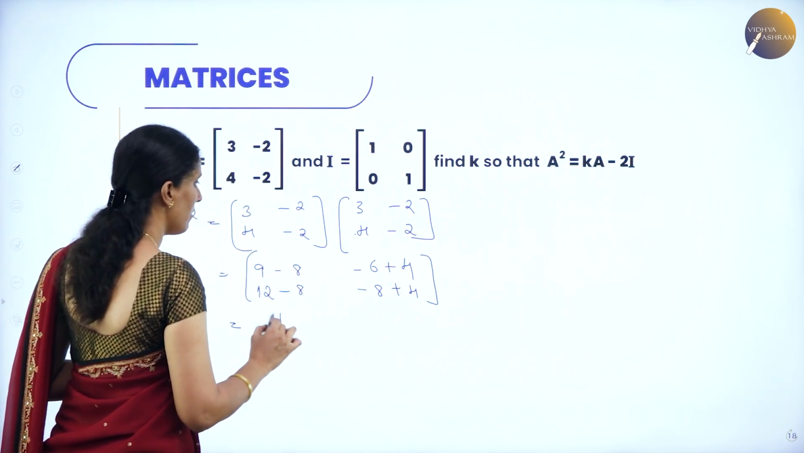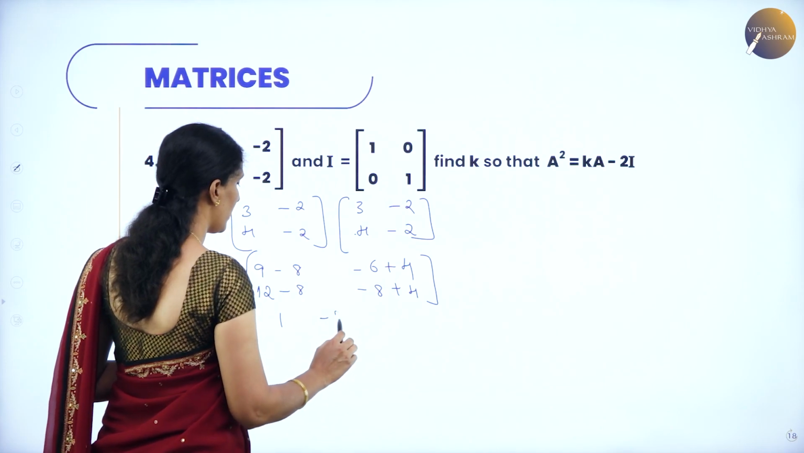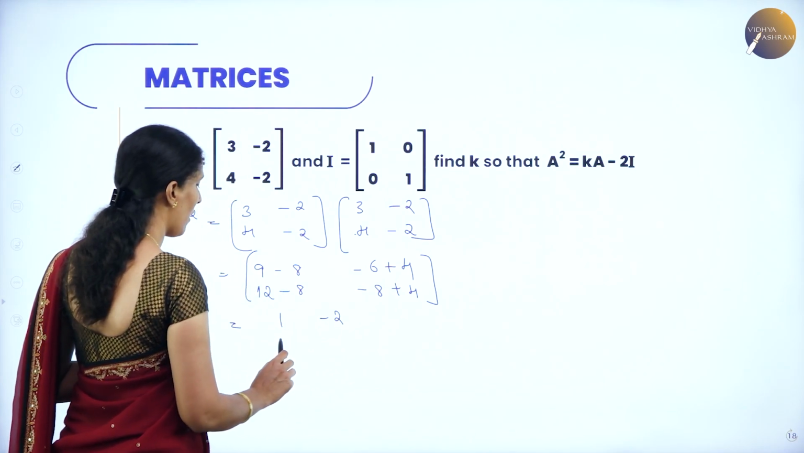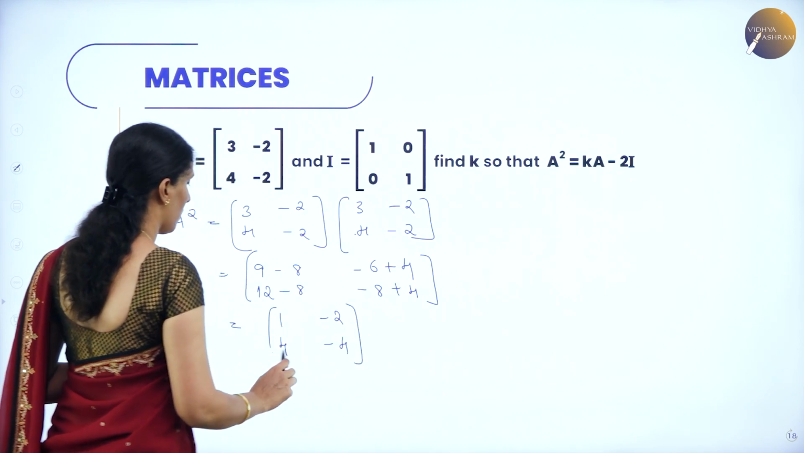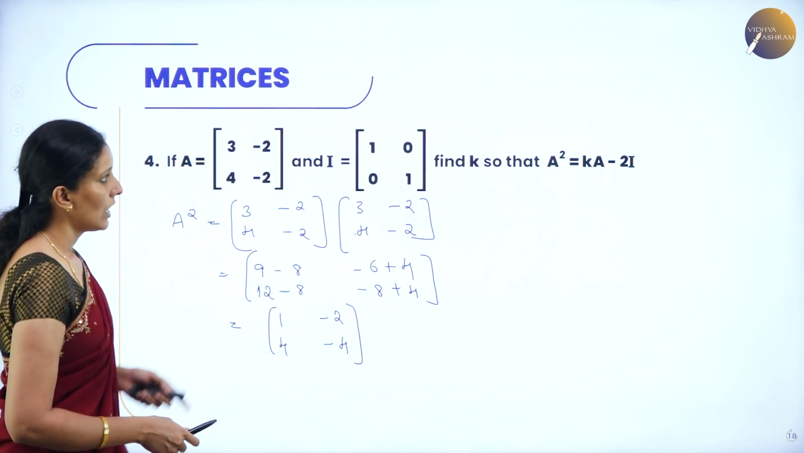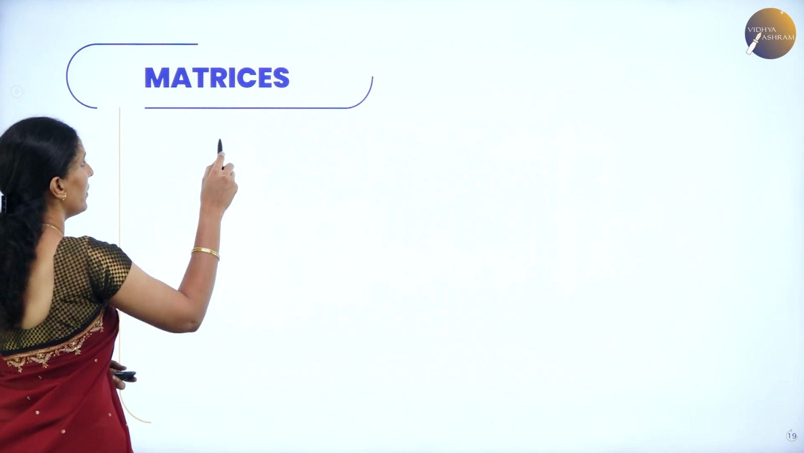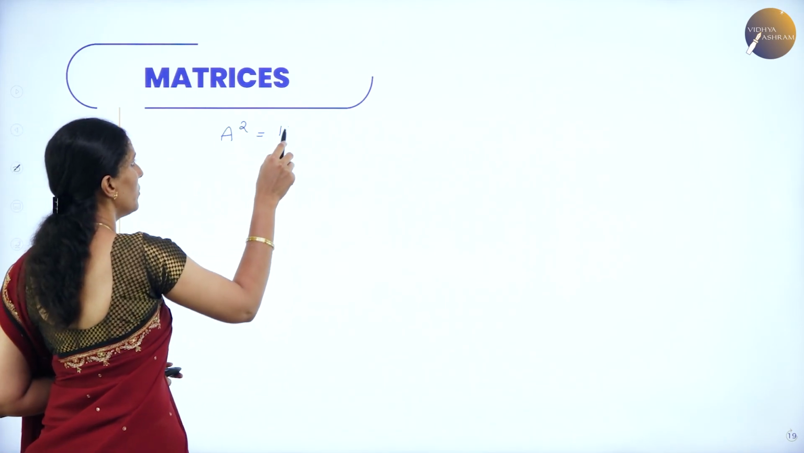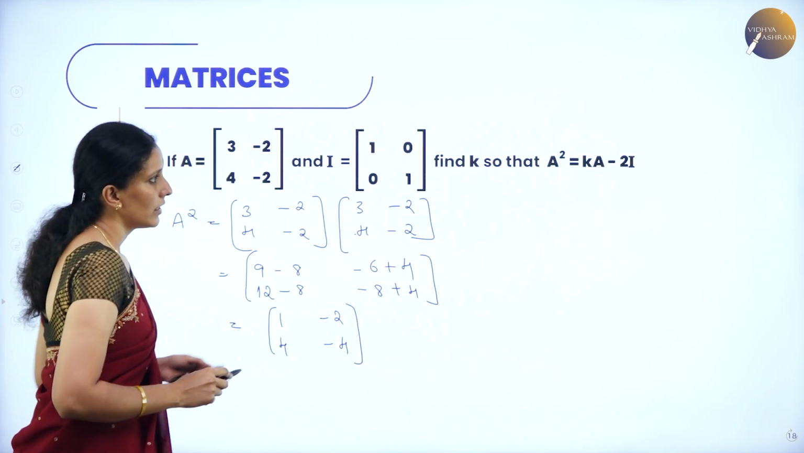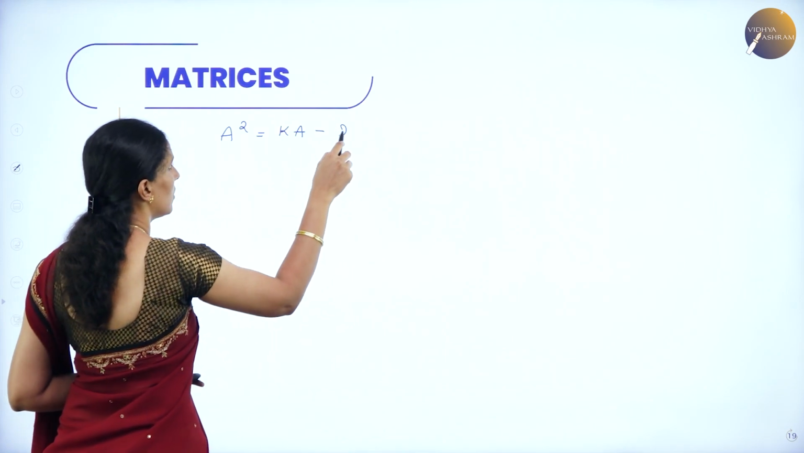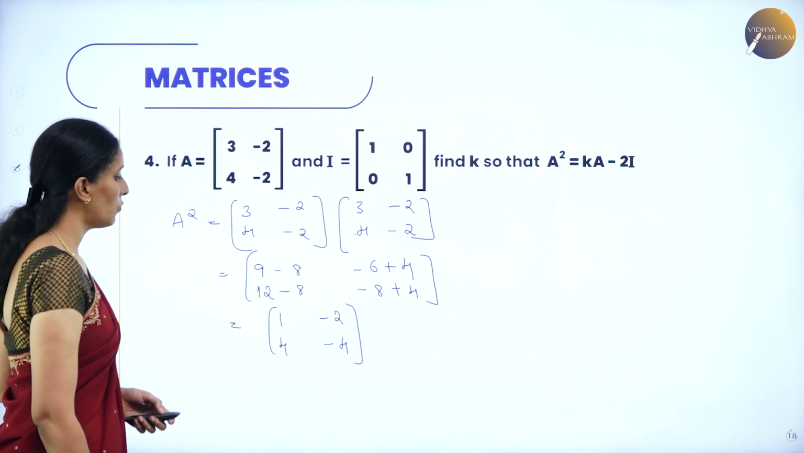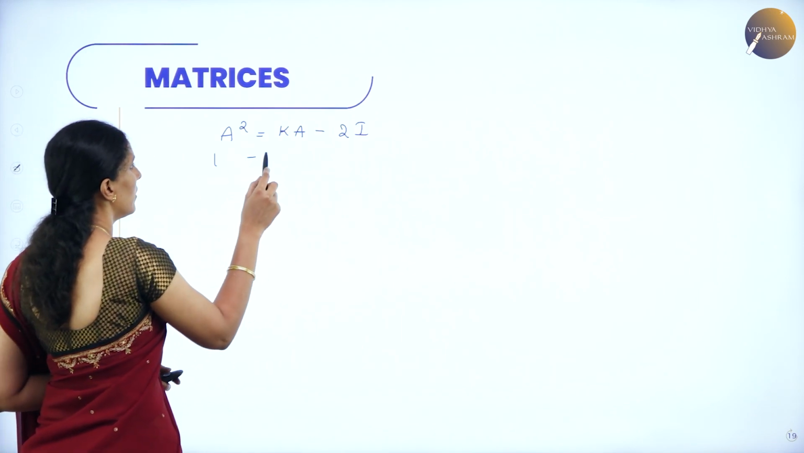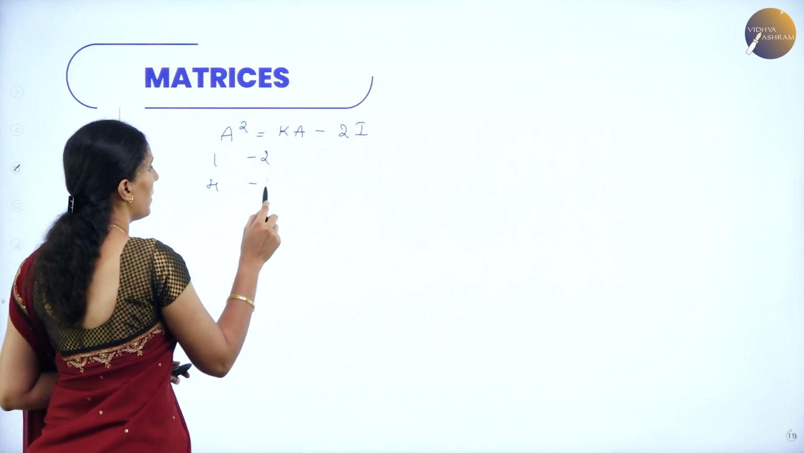So we have 1 minus 6 plus 4 is minus 2, and here we have 4 and here we have minus 4. So now this is A square. Let us take the equation there. We have A square is equal to kA minus 2I. A square we got as 1, minus 2, 4, minus 4.